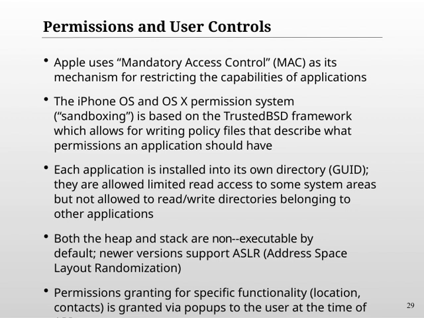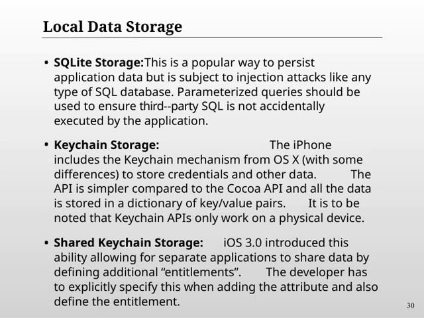By default, both the heap and stack areas in memory are non-executable, which prevents malicious code from running in those regions. More recent versions of iOS and macOS support address space layout randomization, or ASLR, which makes it even harder for attackers to predict memory locations, adding another layer of defense. Finally, when an app requests access to sensitive features like location or contacts, users are prompted with a pop-up at the moment of use. This gives users control over what information they share, aligning with the overall theme of user empowerment and security.